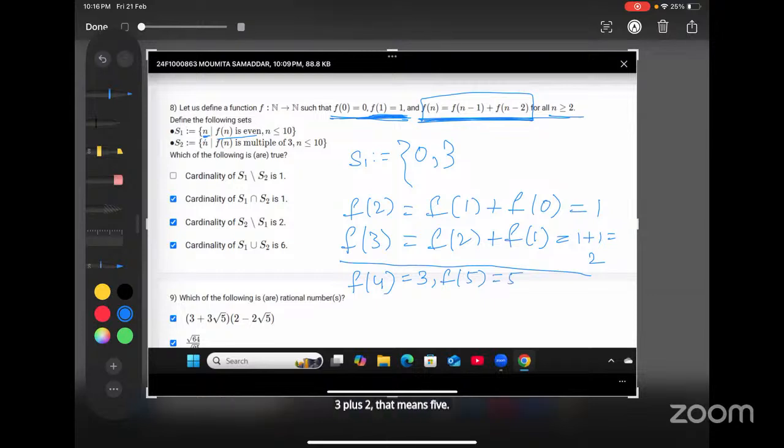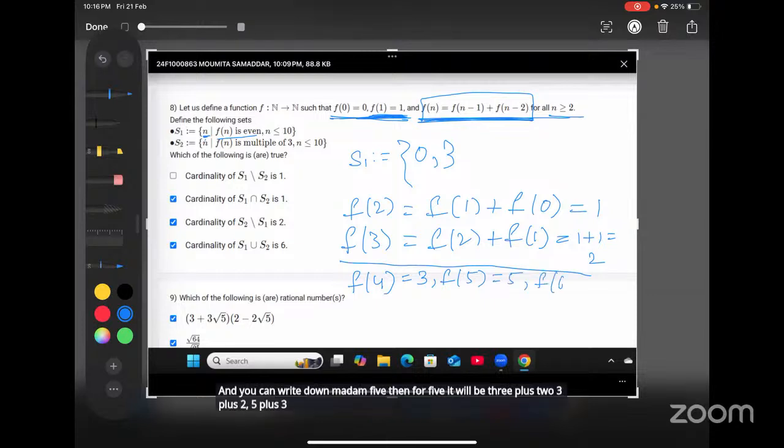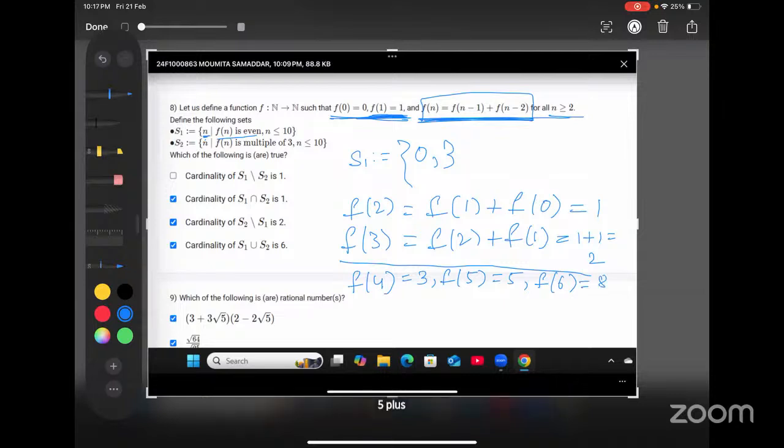F of 6 is 5 plus 3, that is 8, so we will not take it. F of 7 is 8 plus 5, that is 13, which is odd, so we will take 7. F of 7 is 13, which is odd. So 7 we will take.